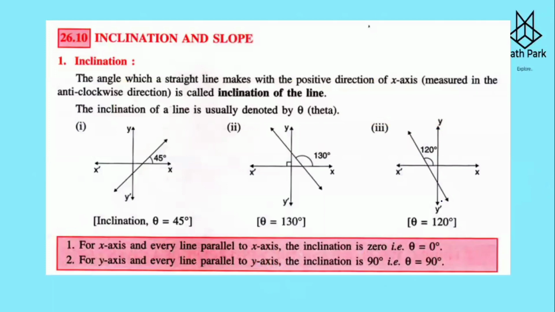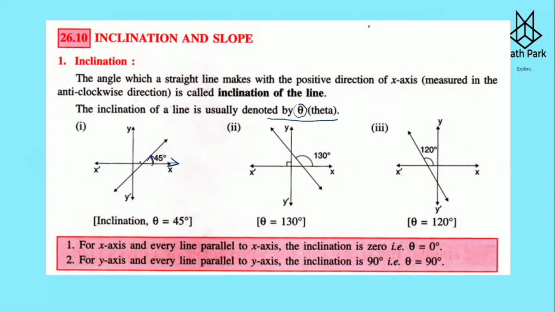So let us understand the concept. What is an inclination? It is the angle which a straight line makes with the positive direction, which we know is on the right-hand side. It is the angle with the positive direction of the x-axis, measured in the anti-clockwise direction. This is the anti-clockwise direction. It is called the inclination of the line and it is denoted by theta.